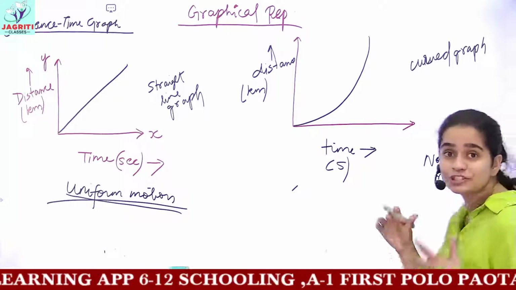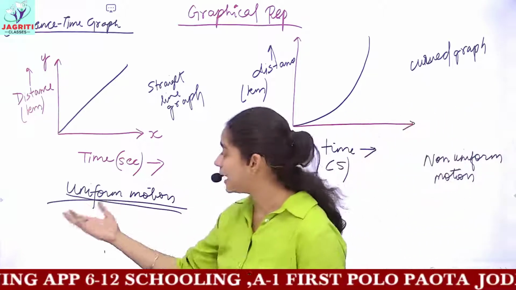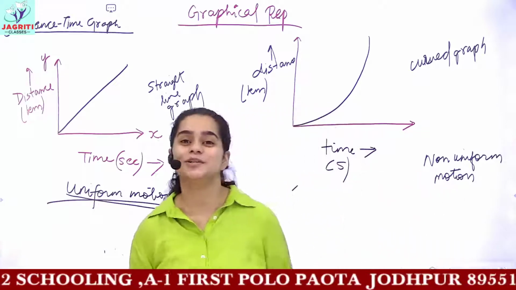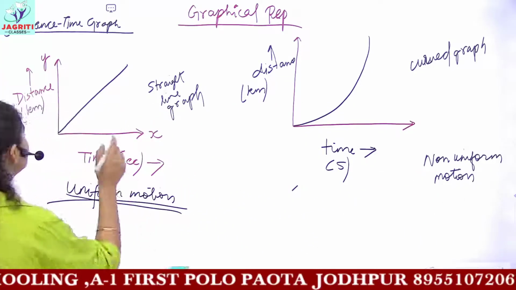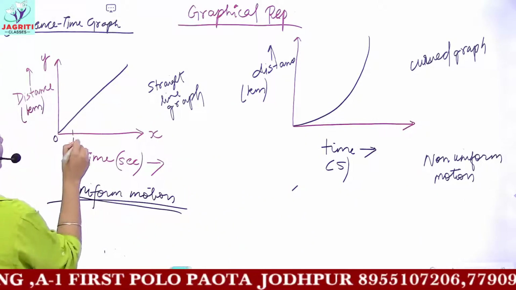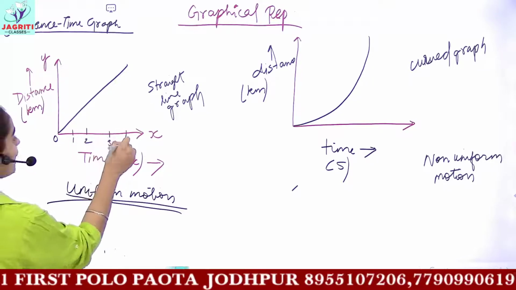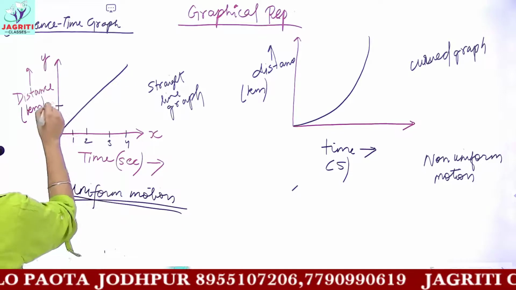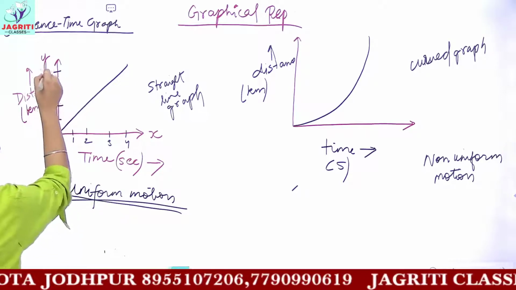Now you have to study and conclude why I told you that this is for uniform motion and that graph is for non-uniform motion. Let's find it out. You see, we have different time intervals. Let's suppose you have 4 time intervals, and the distance covered in kilometers is 2, 4, 6 and 8.